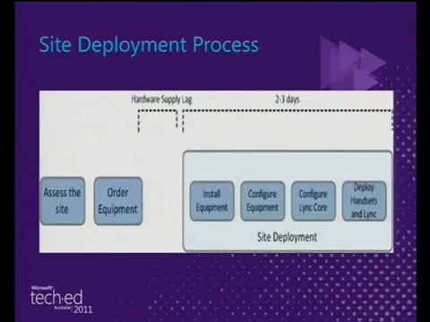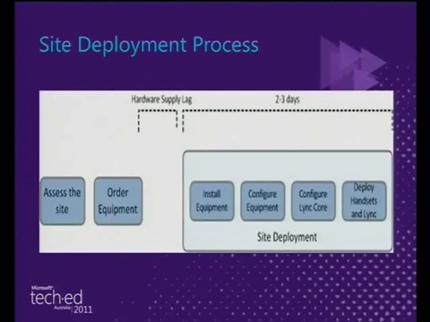Given that the core is deployed, I'll harp on it a few more times, we then just need to look at what that individual site is, whether it's a head office or a branch office, and determine what their telephony requirements and connectivity are in that site. Once we understand that, we need to order hardware if we are deploying local gateway services. There's always a lead time on hardware.